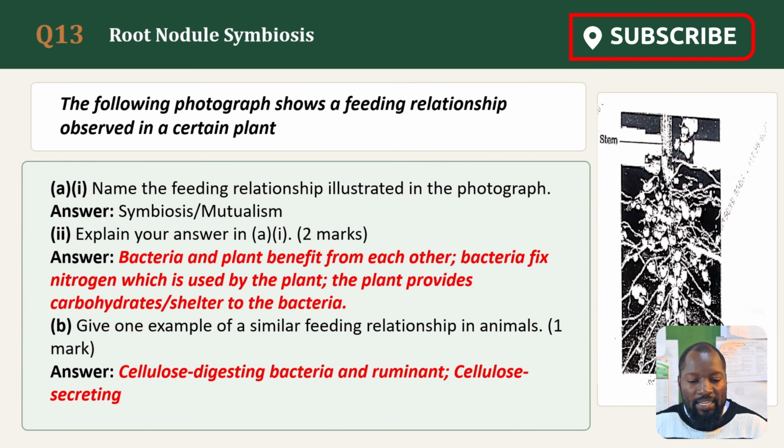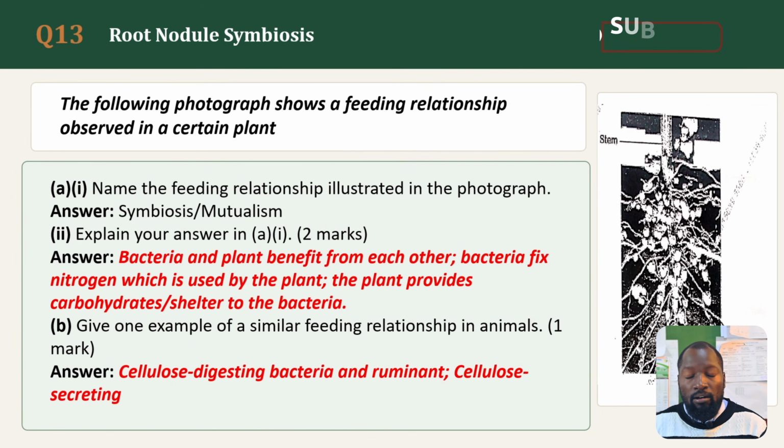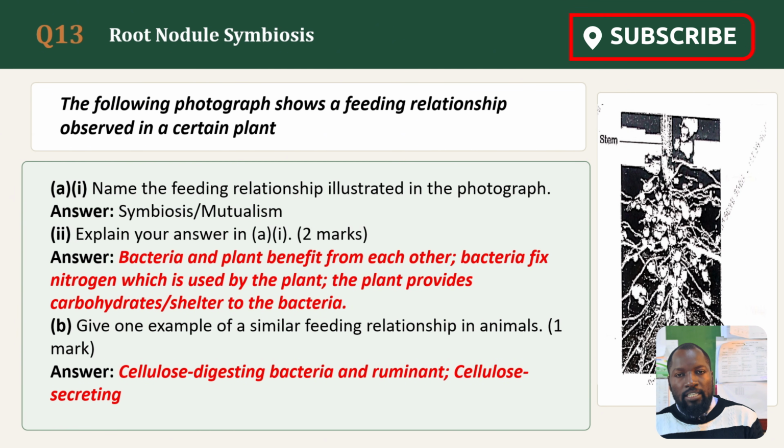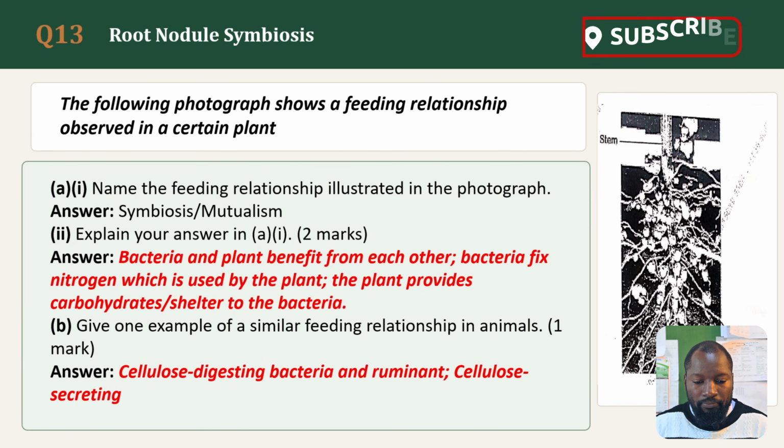So name the feeding relationship illustrated in the photograph. If this is a leguminous plant, and these must be the root nodules, then the feeding relationship is symbiosis, or what we call mutualism. The symbiosis or mutualism. And the reason, that is question number A2, they're asking us to explain your answer.